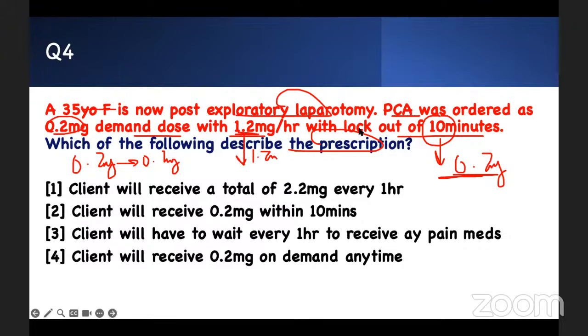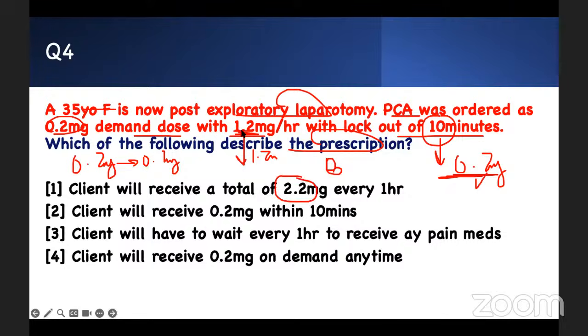That means in an hour, you can push it 6 times and get something. Out of the 6, if you push it 20 times in an hour, only 6 times you're going to get medication. Every time you push within that 10 minutes that you're due for, you get 0.2. You never get anything more than 0.2 in 10 minutes. Therefore, client will receive a total of 2.2.